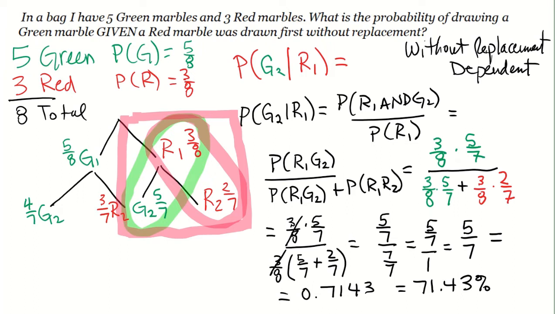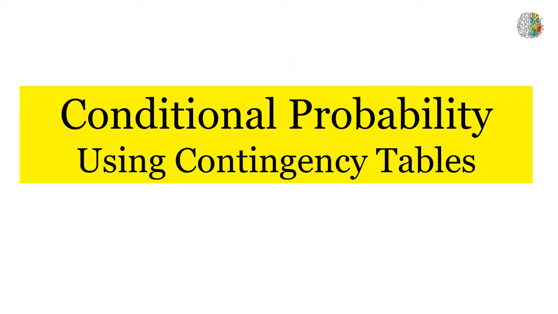So that tells me I have a 71.43% probability that if I'm given a red marble on the first draw, I will be able to draw a green on the second draw. So this is how we do conditional probability using tree diagrams. Next, we will look at how to use contingency tables to solve for conditional probability.